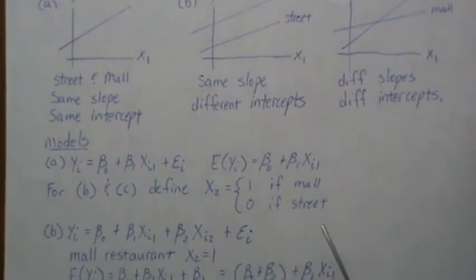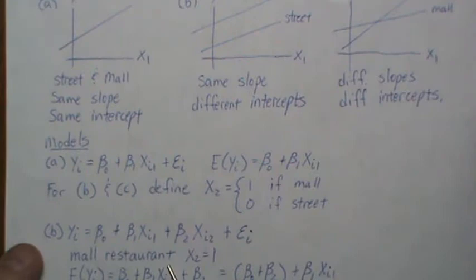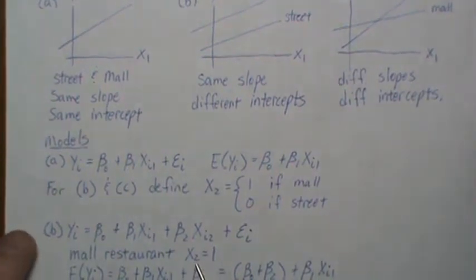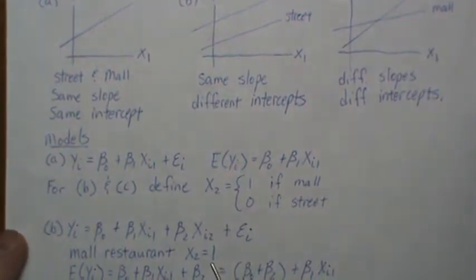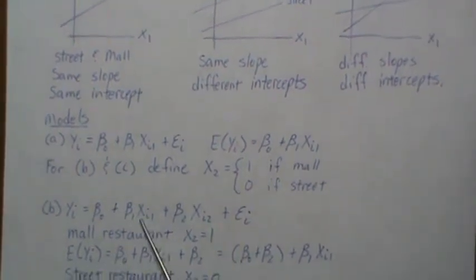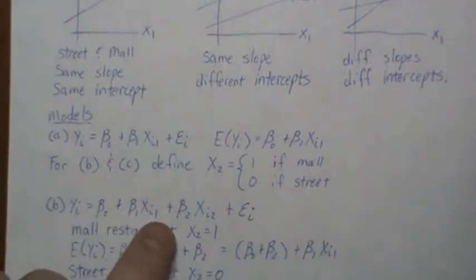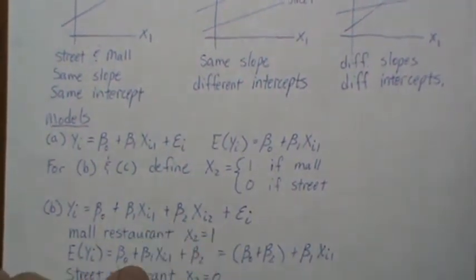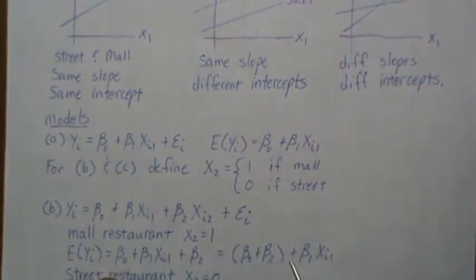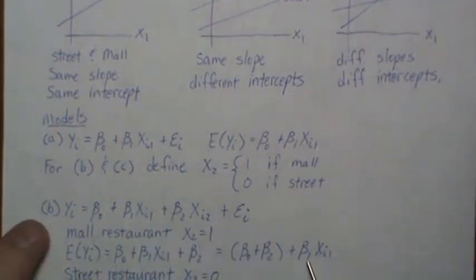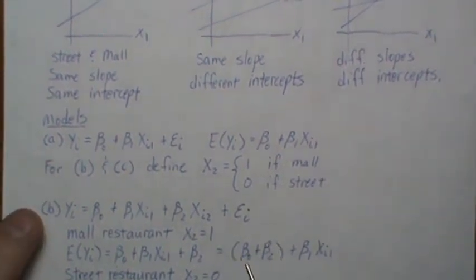And so now let's look at the different cases. So if the observation is a mall restaurant, x2 is 1, right? And so the model becomes this, the expected value of Y. So these are constants. X2 is 1, so we're just left with beta 2. And then we can regroup it this way. So we have the slope and we have the intercept.